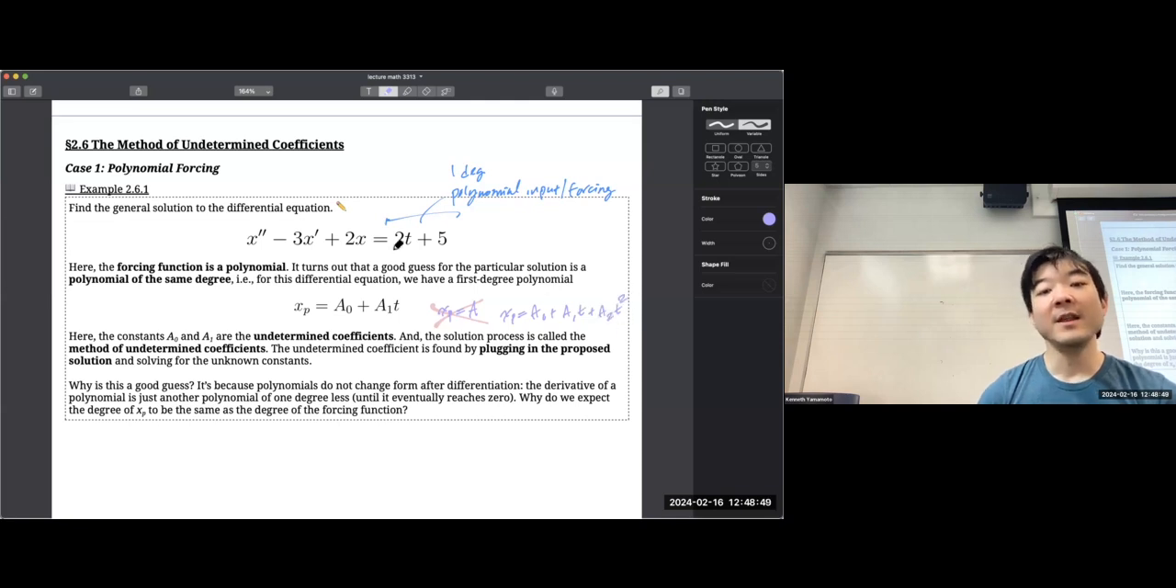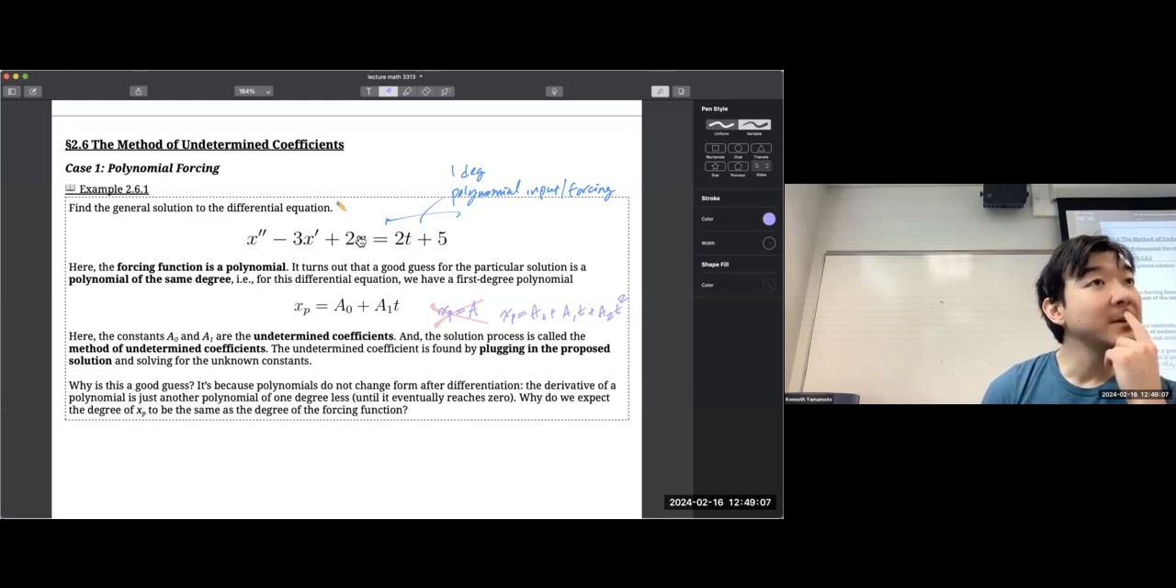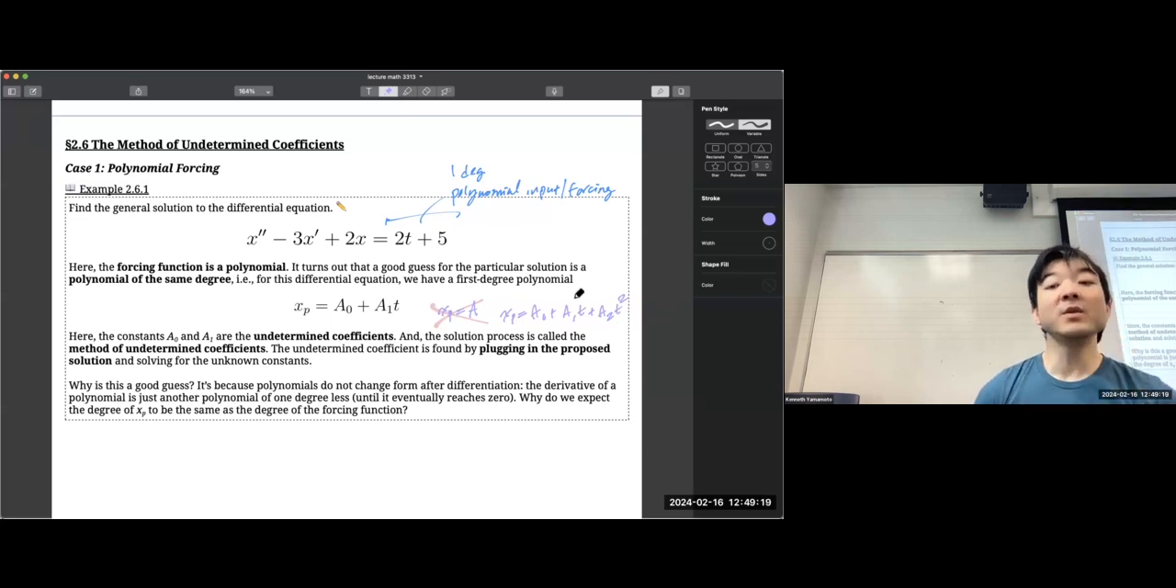If you did that, then the x double prime term will end up being a constant, because the square would come down and then it'll come down again. The x prime term will have a linear term, but the x will have a quadratic term. You'll use this one where you have the a2t squared. You can always go higher in your particular solution.